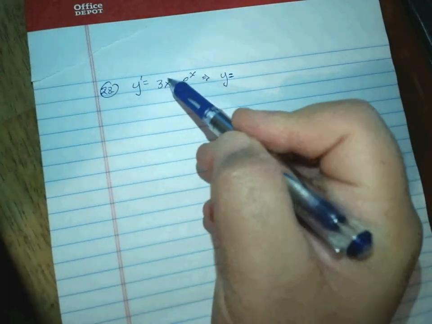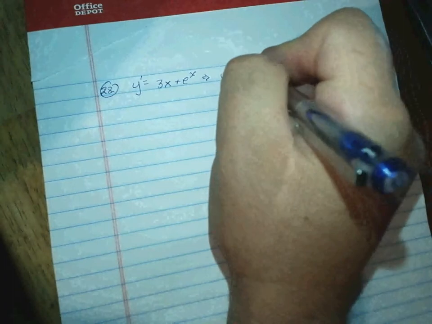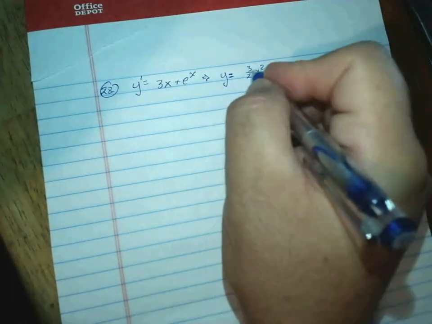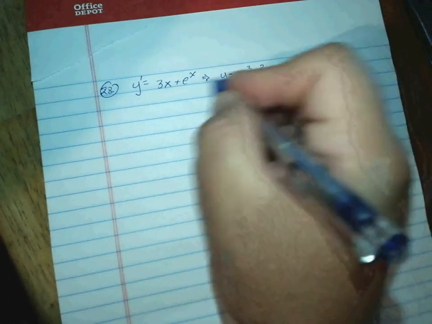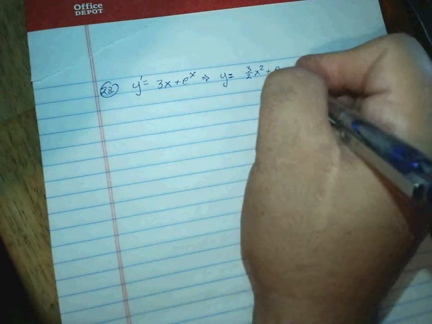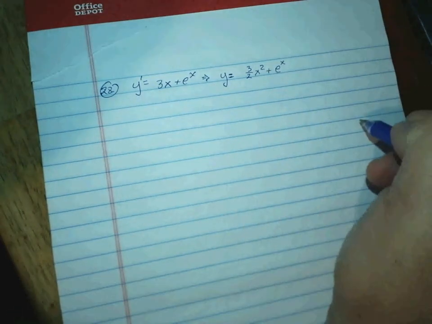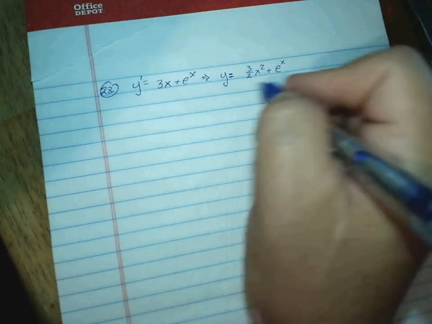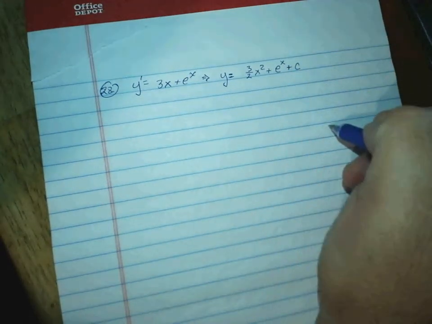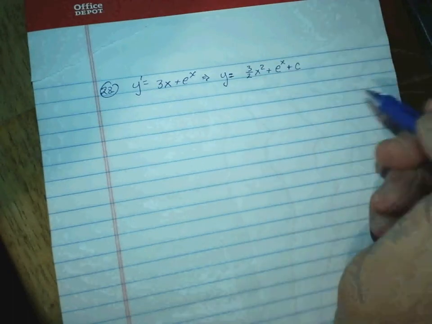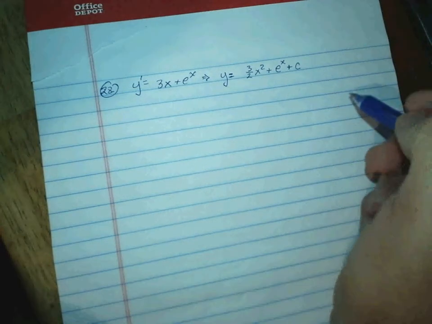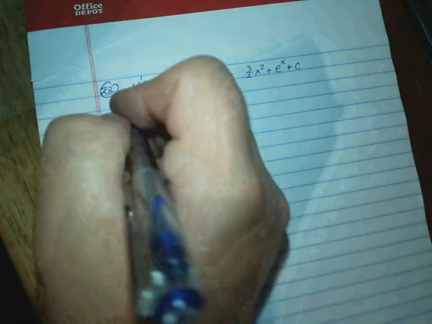I think, what would I take the derivative of to get 3x? And I would realize I should take the derivative of 3 halves x squared to get 3x. The 2 comes down, cancels the 2 in the denominator, leaves a 3x. Then I say, what do I take the derivative of to get e to the x? Well, the derivative of e to the x is e to the x. So there's a solution to this differential equation. The general form of it now is plus a constant, since that constant, when differentiated, would disappear. This is the family of all solutions to this given differential equation.